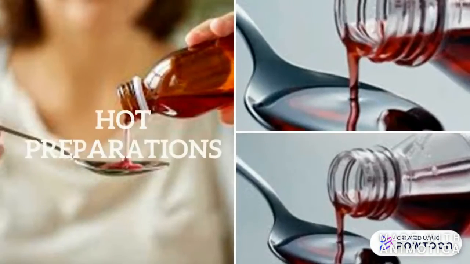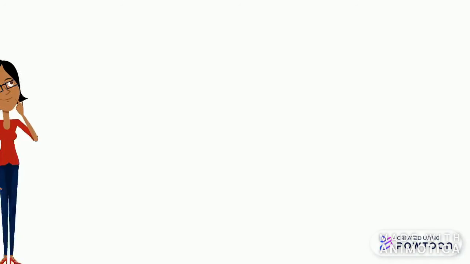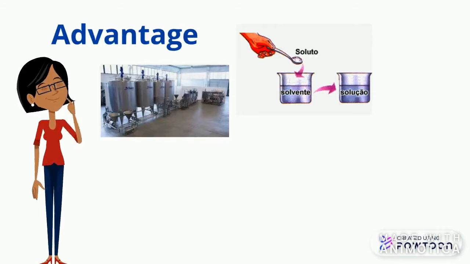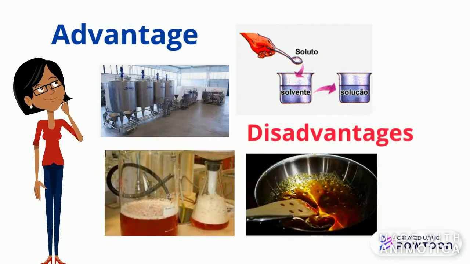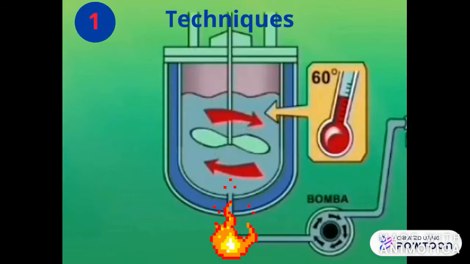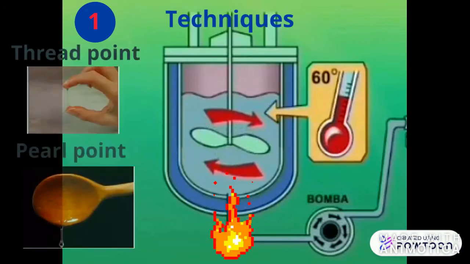Syrups prepared with heating are the most common. As an advantage, it is done in large quantities, and it promotes the rapid solubilization of sugar. As a disadvantage, we have the risk of caramelization of sugar and fermentation. Now, for this technique, let's heat the water and sugar until it is dissolved, and the temperature can exceed 60 degrees. We're going to check until the thread point or pearl point. To make up the weight, we're going to add the same amount of water that was evaporated.